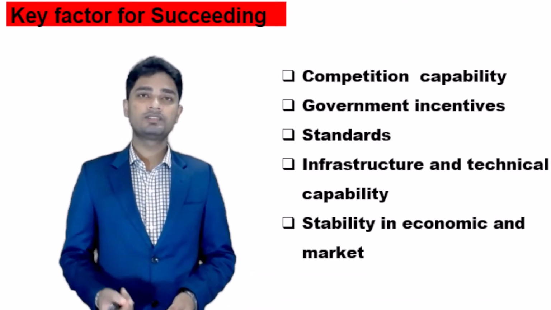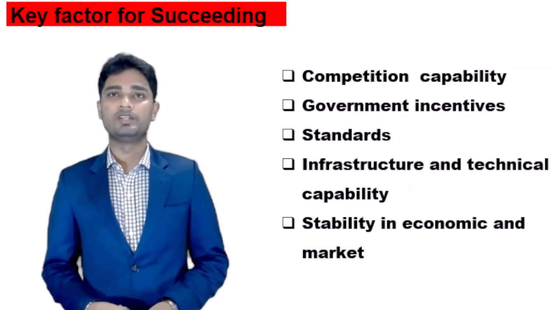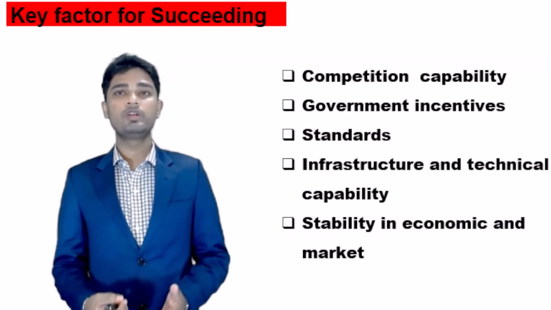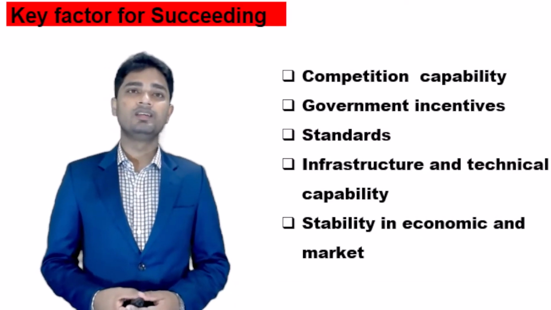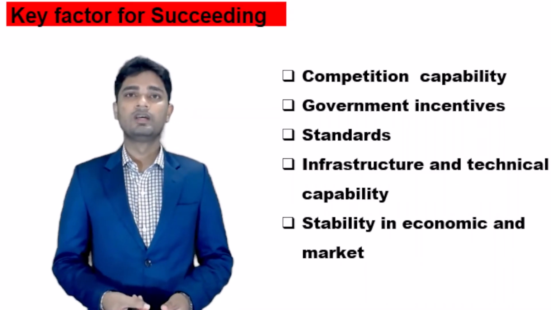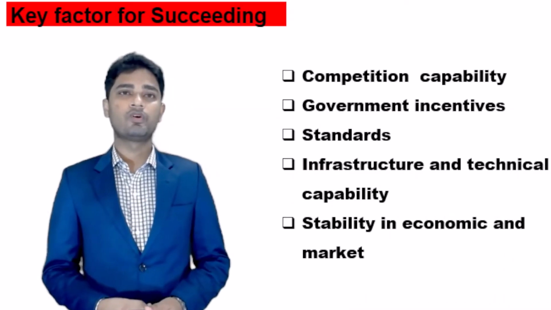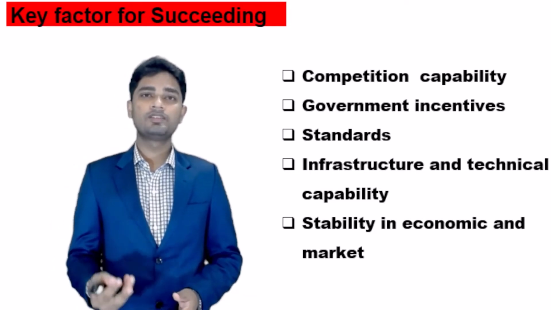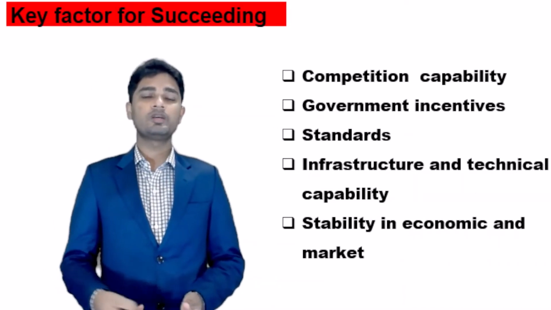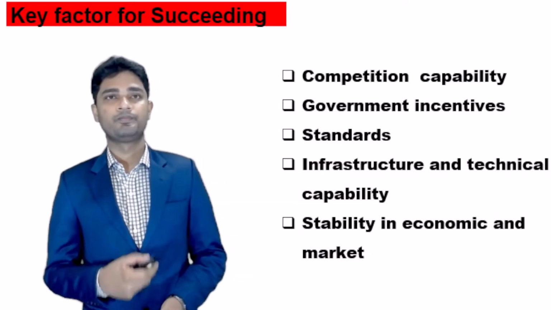Now, infrastructure and technical capability. One of the important strategies to increase the security of energy supply is decentralized form of utilization. The prerequisite for this strategy is utilization of renewable energy technologies along with smart utilization and grid.